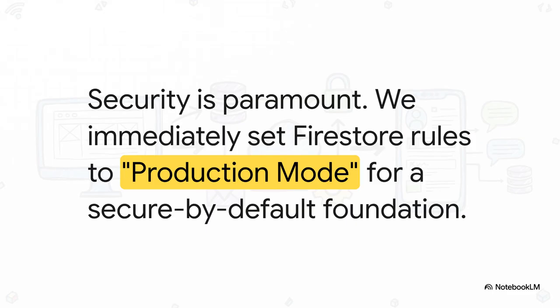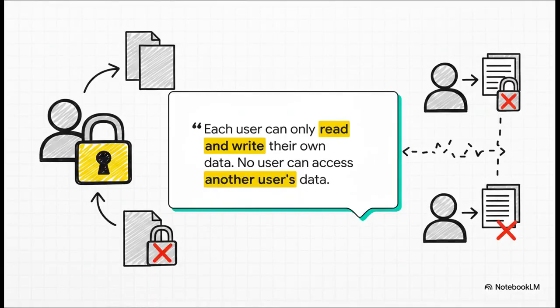When you set up Firestore, you immediately choose production mode. Always. This starts you off with everything locked down by default, which is exactly what you want. It prevents any accidental data leaks. It's the only right way to start a real app. So, how do we open things up safely?